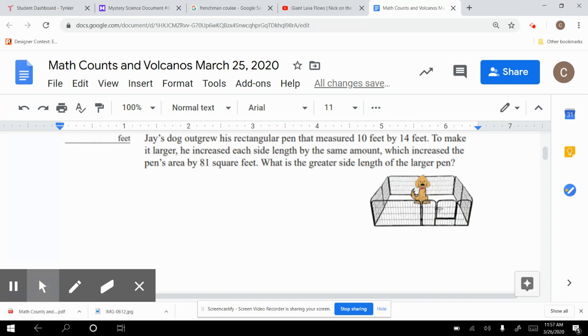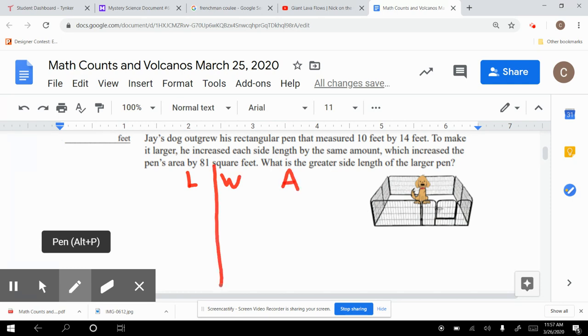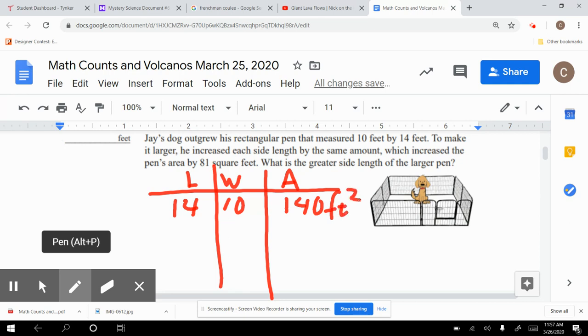I'm going to make a ratio table, and we'll say length, width, and then the resulting area. If we start off with the length being 14 and the width being 10, which is what we have, we get an area of 140. And the unit in this is going to be feet squared.